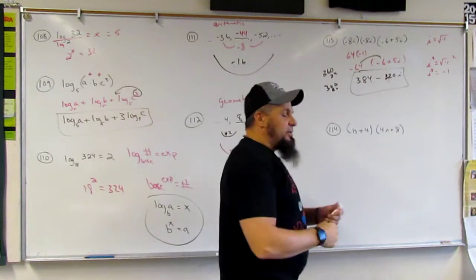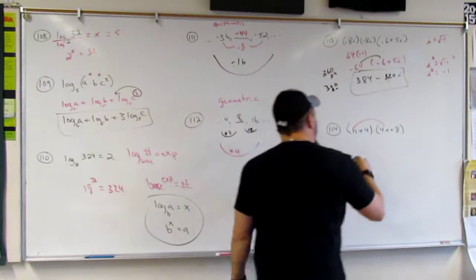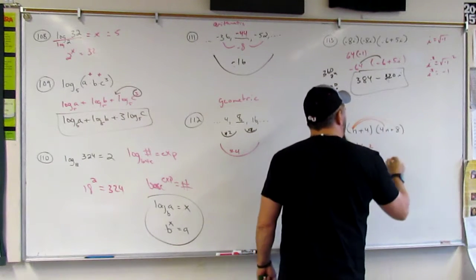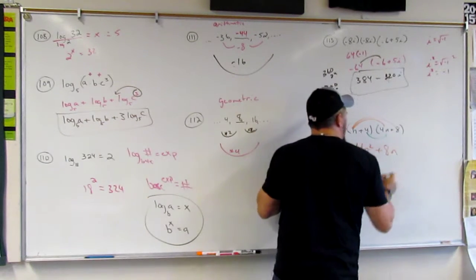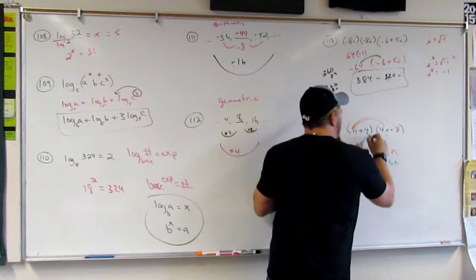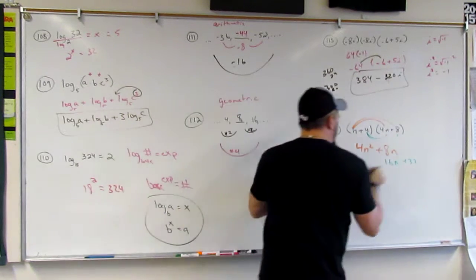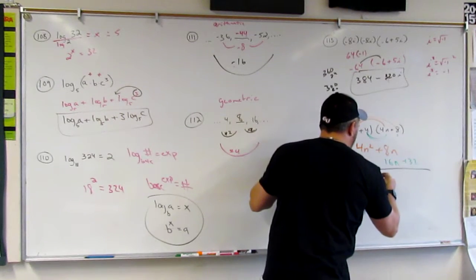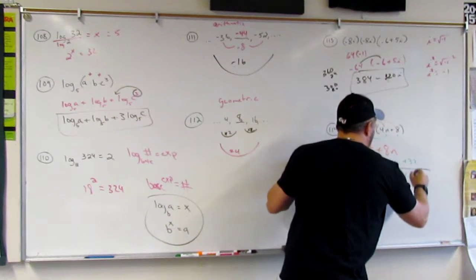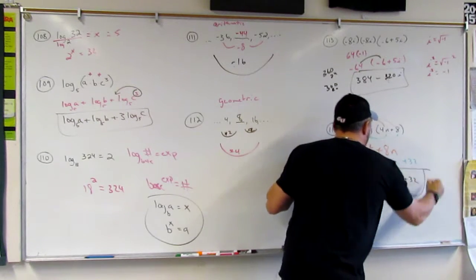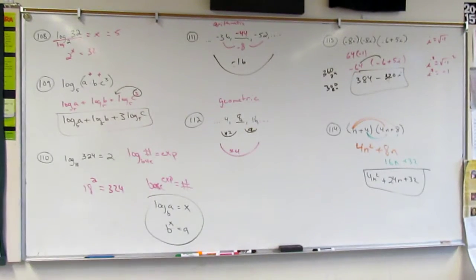Next. Let's do the fun stuff. n times n is n squared, right? So that's going to be 4n squared. n times 8 plus 8n, right? And then 4 times 4n is 16n. And 4 times 8 is 32. Right? And we just add those up. That's 4n squared plus 24n plus 32. And there you go. And you should be able to say that's a quadratic trinomial. Back to Algebra 1.